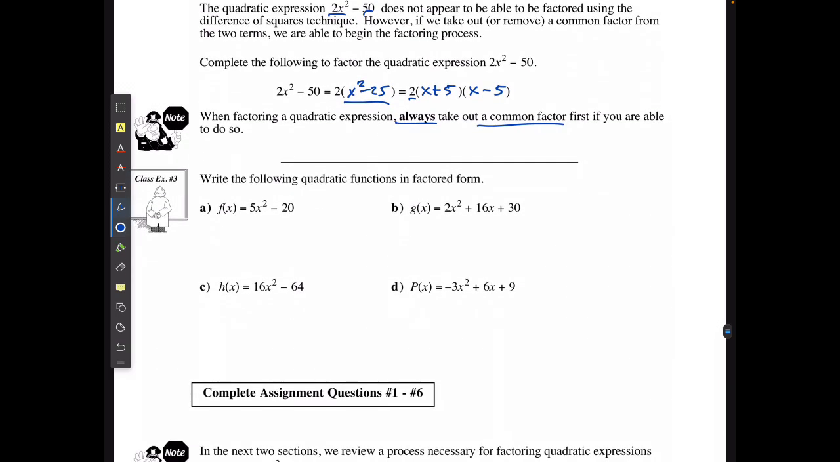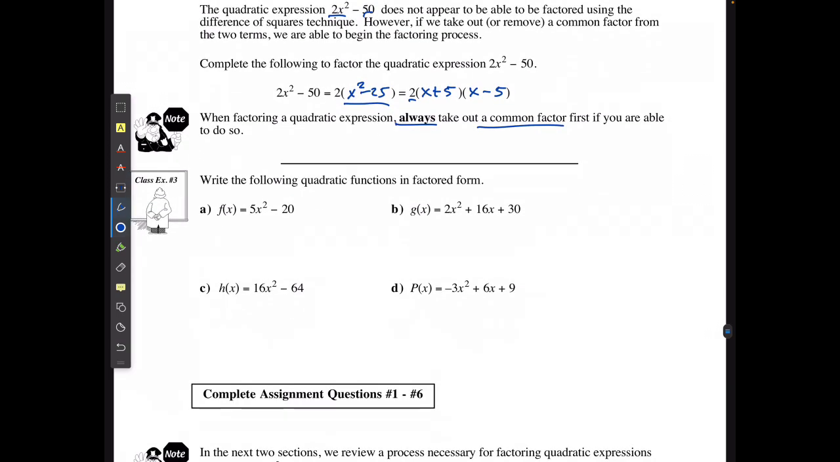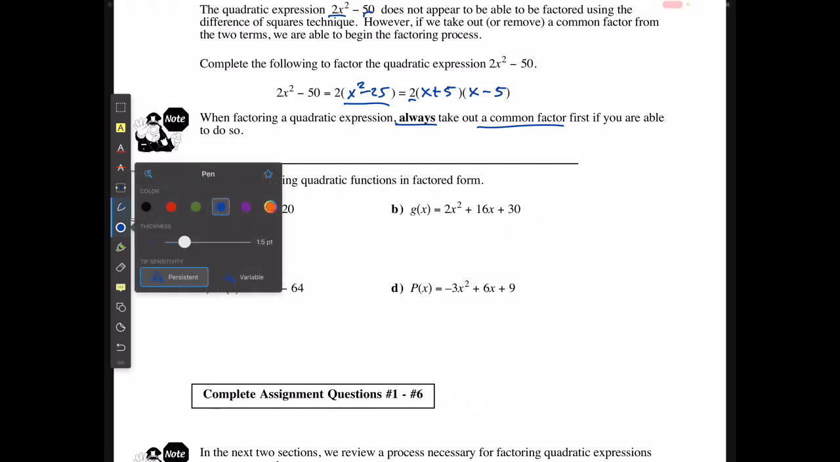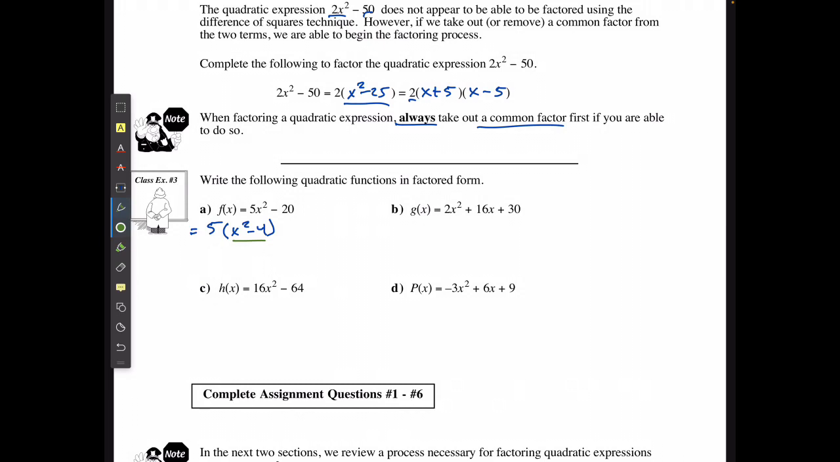So we're going to do that for example 3. Step 1 is we're going to pull out the common factor. Well, I can divide both of these by 5, and then I am left with x squared minus 4. And then I can see here I have a difference of squares. So I'm going to factor that further and say that I have 5 and then x plus 2 and x minus 2.